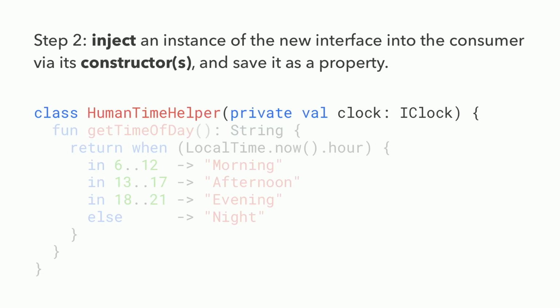Step two is going to be to go back to our original human time helper class and inject an instance of that new interface into the constructor and save it as a property within that class. And thanks to Kotlin, this is a little bit shorter. If this was Java, we'd need to have a separate constructor and a separate field. This nice private val syntax allows us to do both of these things at once with Kotlin.